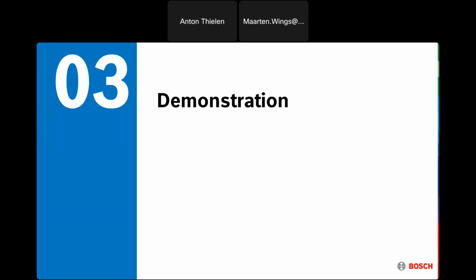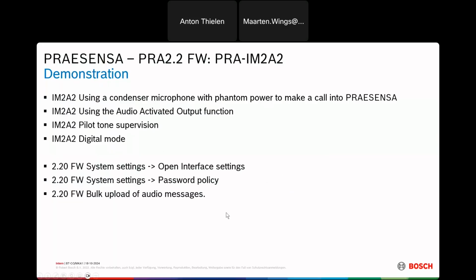So let's give a short demonstration of how this looks. What I would like to show you first is to use a condenser microphone with phantom power to make a call into PRAESENSA. Next I will show you the audio activated output function, then the configuration of the pilot tone supervision and the digital mode.